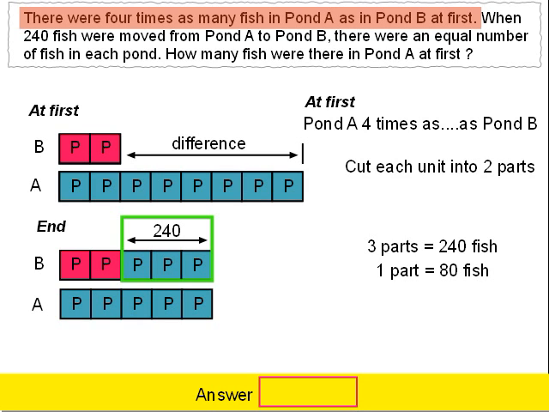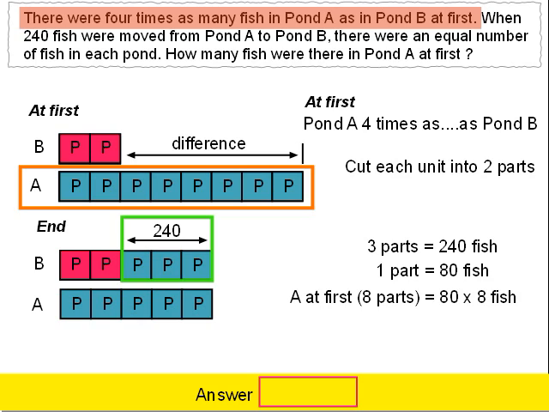Alright? And the question says how many fish were there in pond A at first. So look at the model of pond A at first over here. This one. Alright? Pond A at first had a total of 8 parts. Since 1 part is 80 fish, 8 parts will be 80 multiplied by 8. That gives you 640 fish. Okay? So that gives you the answer. There were 640 fish in pond A at first.